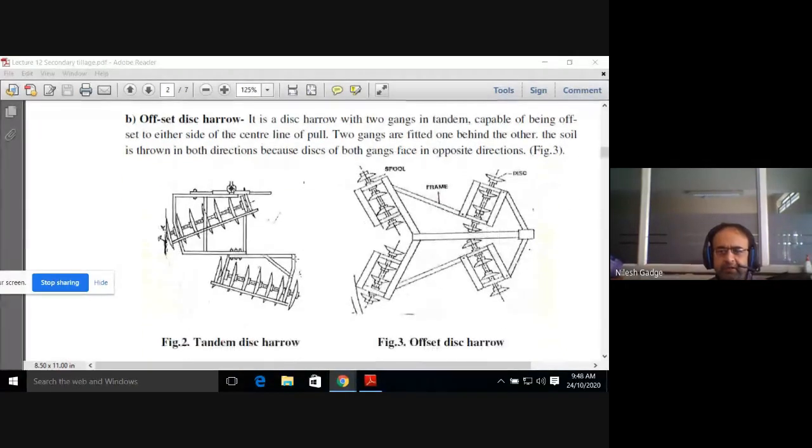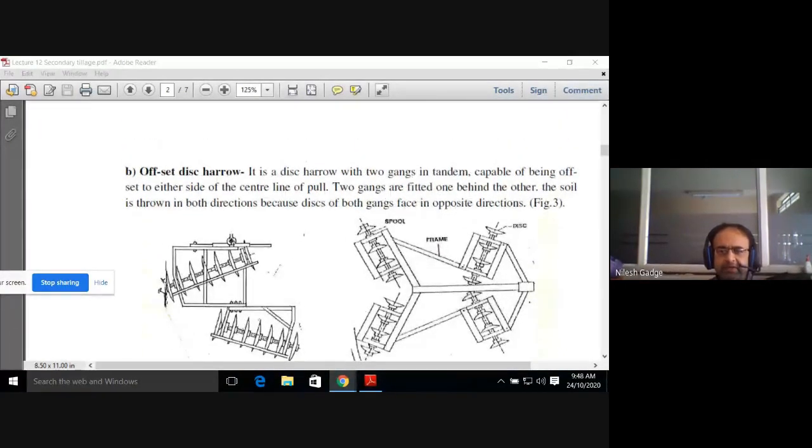Here is the figure of the offset disc harrow. It is to the right of the tractor, or this is also one figure of the offset disc harrow. It is a disc harrow with two gangs in tandem, capable of being offset to either side of the center of the pole.